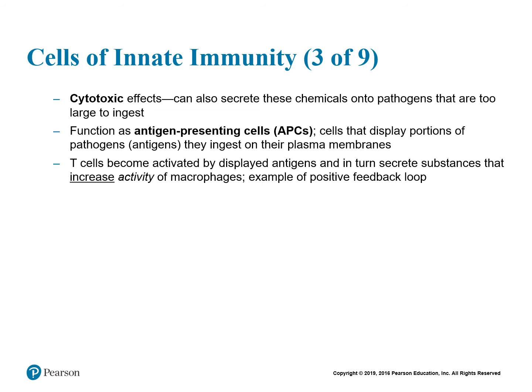Some cytotoxic effects can also be secreted onto some of these pathogens that are too big for any macrophage to ingest. So now, instead of engulfing the whole thing, they're going to act as antigen-presenting cells. Basically, here is the antigen, I am presenting it to the immune system. That's really what they're doing. Once they present that, they're going to activate other cells that are going to start secreting things to increase the activity of some of these macrophages. So this is an example of a positive loop. Okay, I'm being attacked by this thing, I need reinforcements. Oh, there's more of you? Okay, let's send more reinforcements. And they continue to send things, and then at some point it's going to get turned off, of course.